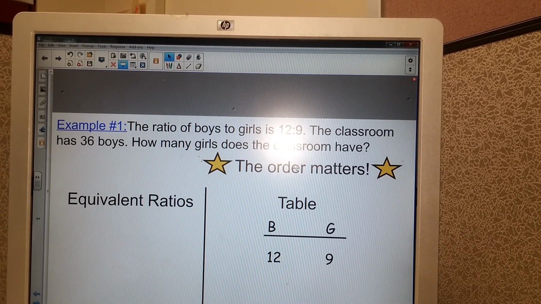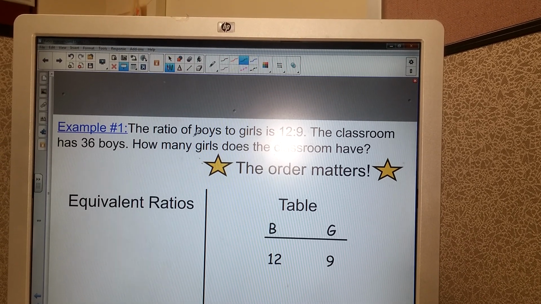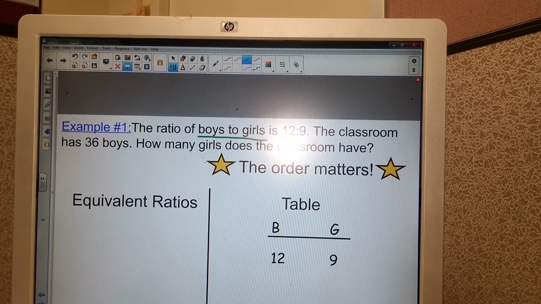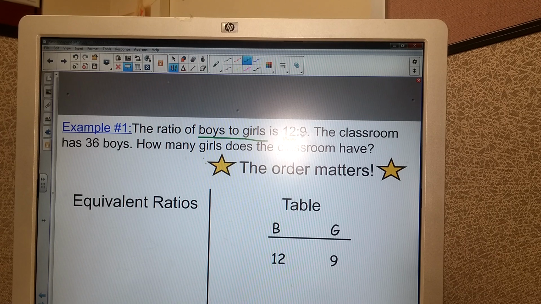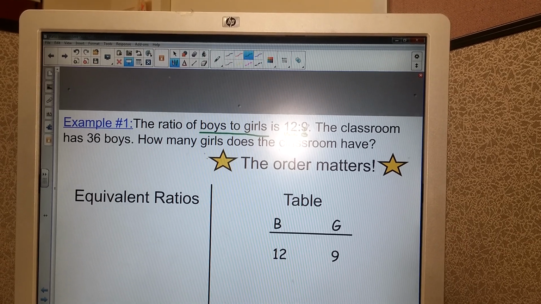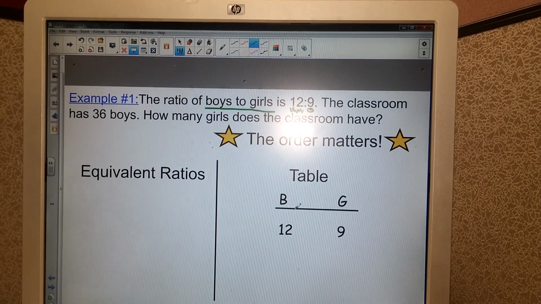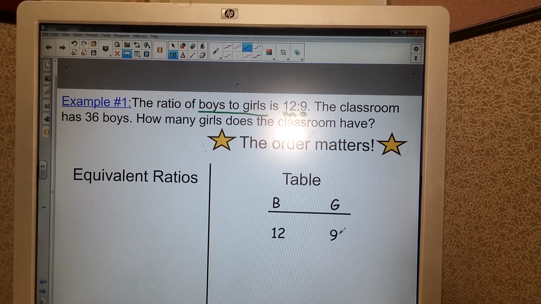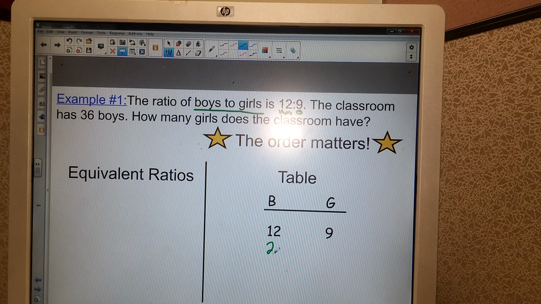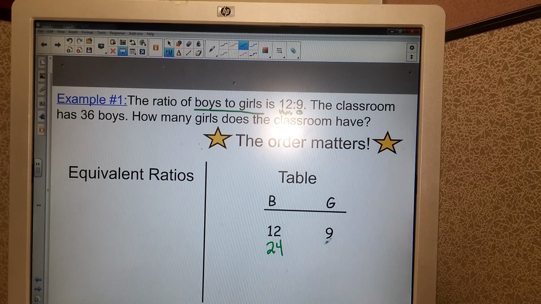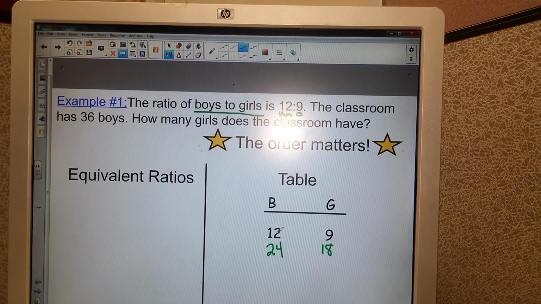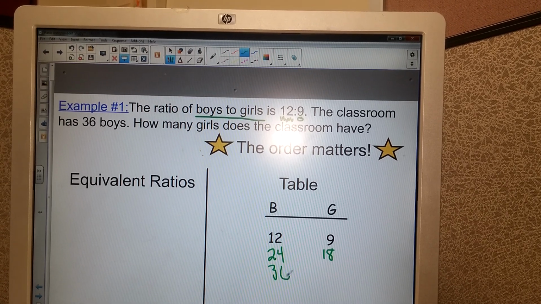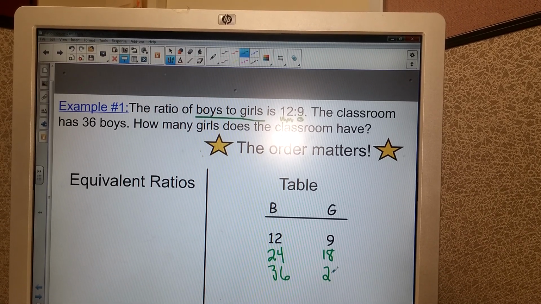Again, the order matters. It tells us right in the problem we are talking about boys to girls, which means this 12 represents boys and this 9 represents girls. The first way we can do this is with a table. It's a little time consuming, but it'll work. So the original ratio is boys 12, girls 9. So if we double that, 12 times 2 is 24, 9 times 2 is 18. If we triple it, add another 12 is 36, add another 9 is 27.